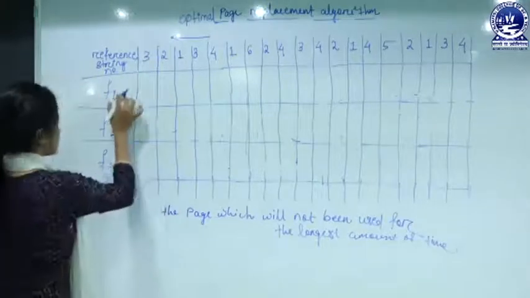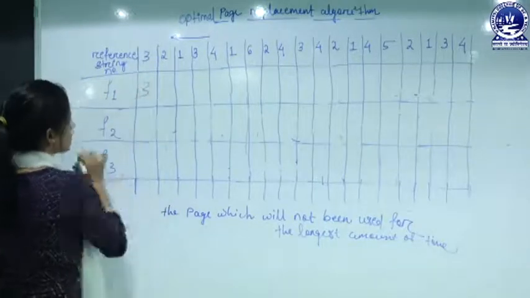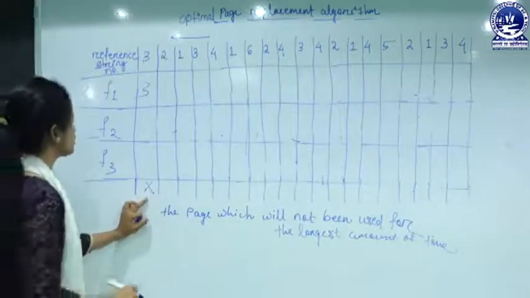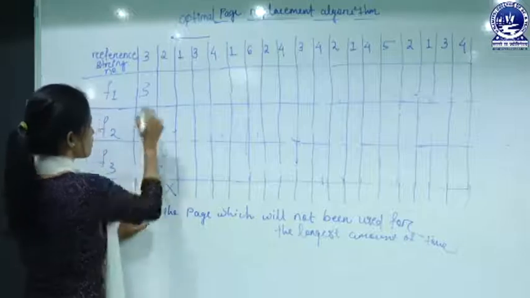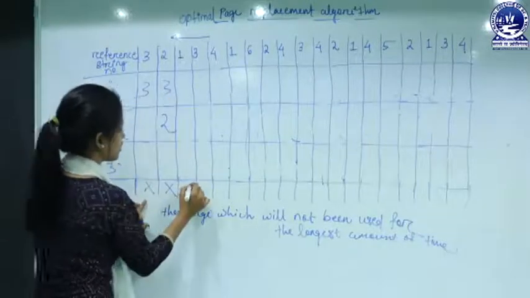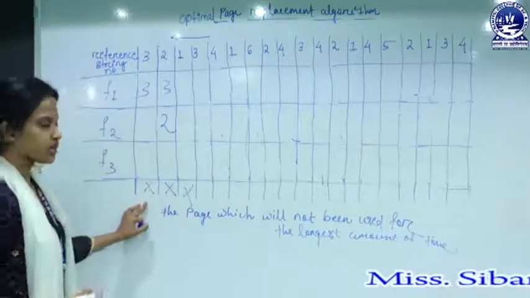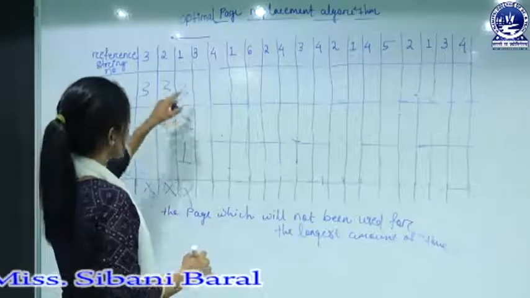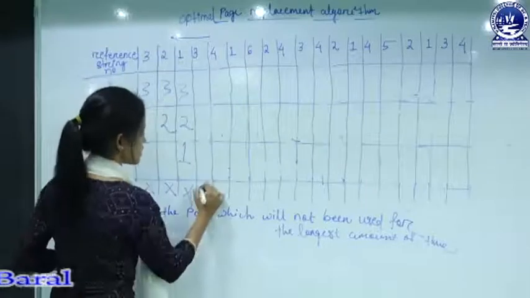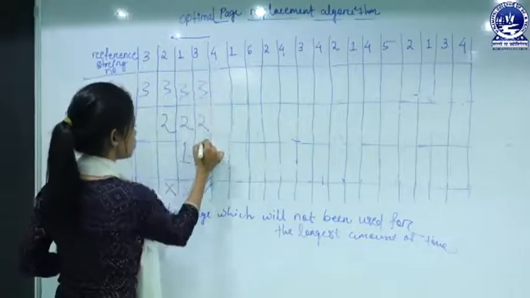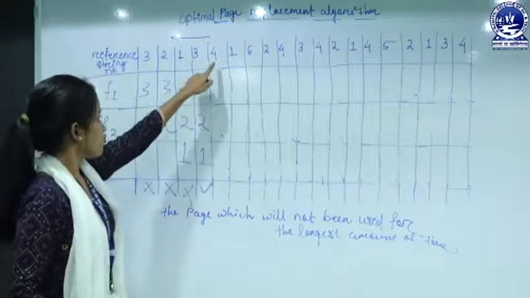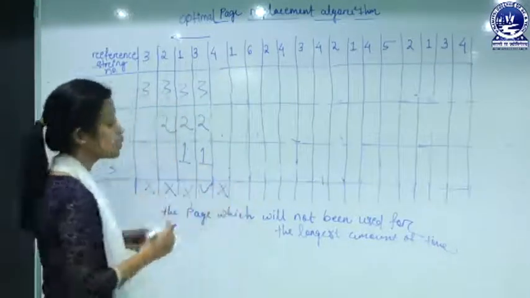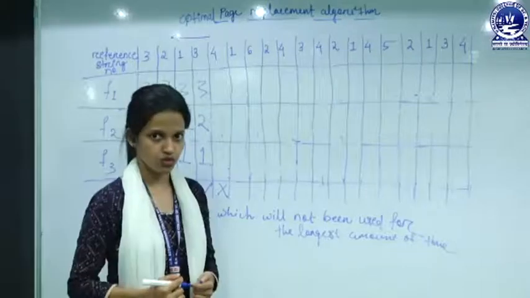Okay. Next, the frame is empty, so there is a page fault initially. Next again there is a page fault, 3, 2, again 1 is not there, again a page fault, 3, 2, 1. So 3 is there in the main memory, so there is a hit, 3, 2, 1. Now 4 is not there in the main memory, so there is a page fault. Now which page has to be replaced?